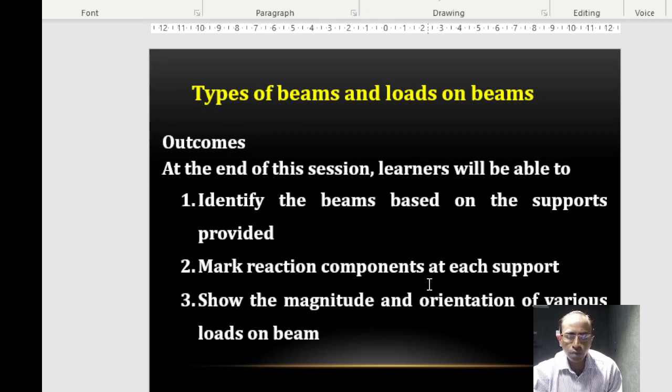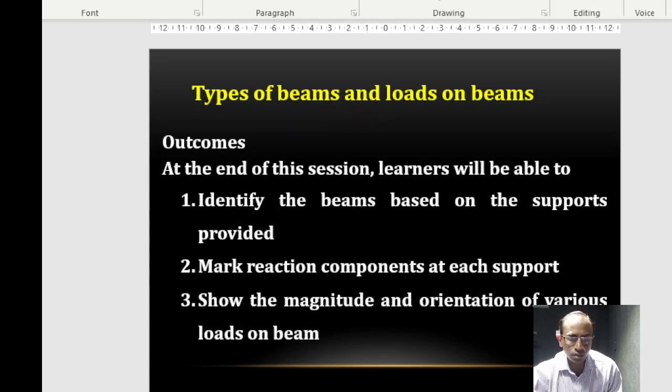Similarly, you could mark out the reaction components at the supports of that particular beam that was given to you, and also you will be able to show the magnitude and the orientation of the different loads that are acting on a beam. Let's see how far we can reach these targets. So our topic is types of beams and loads on the beams.